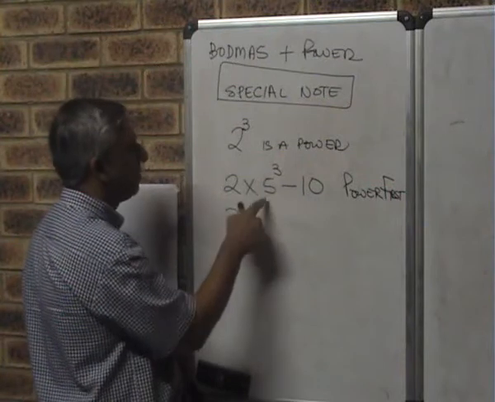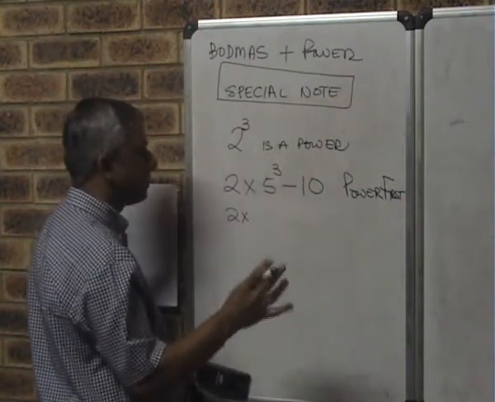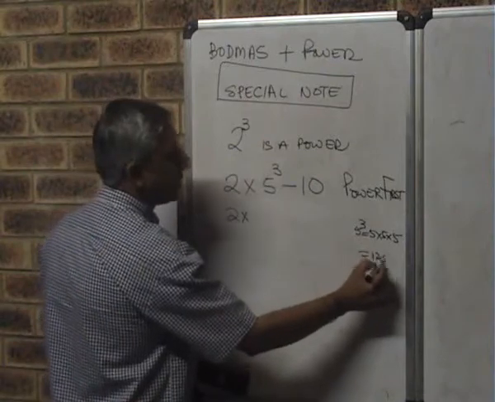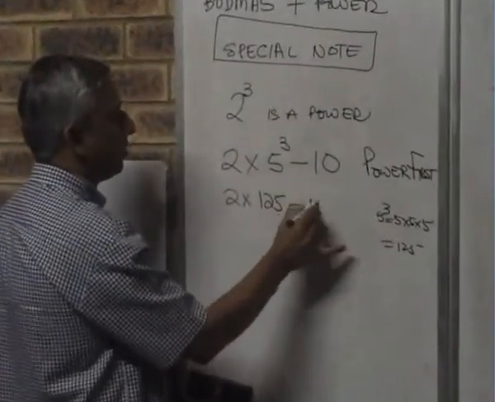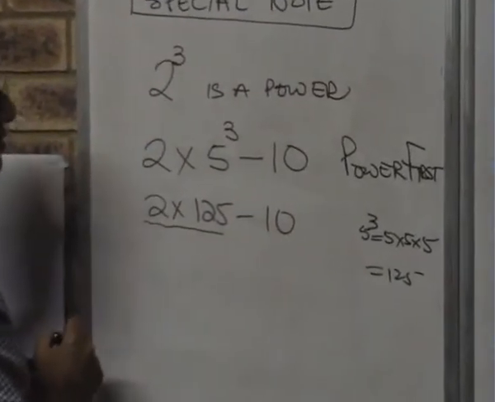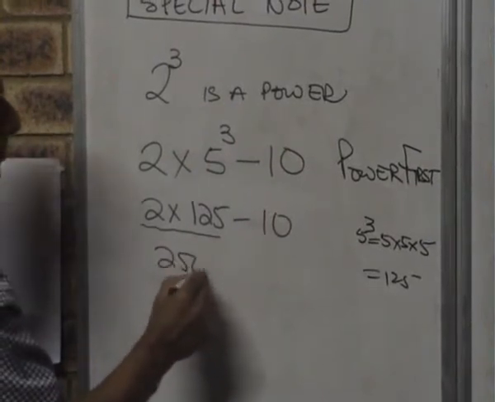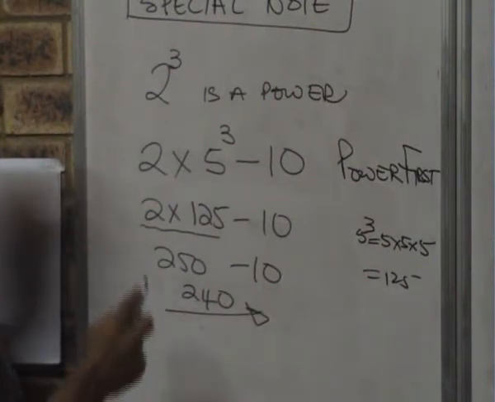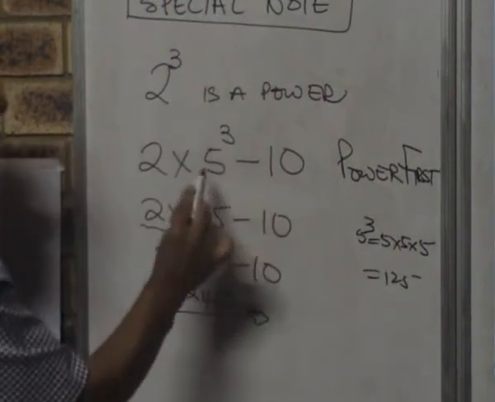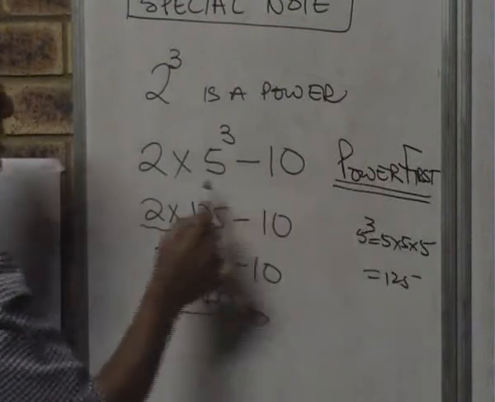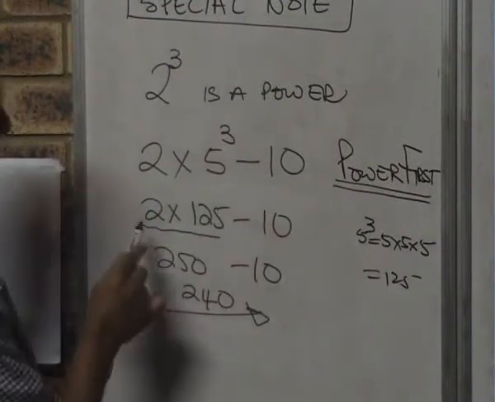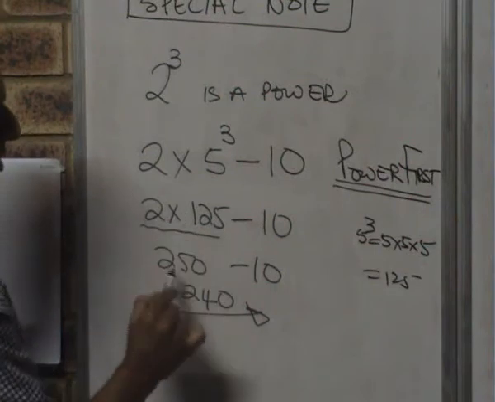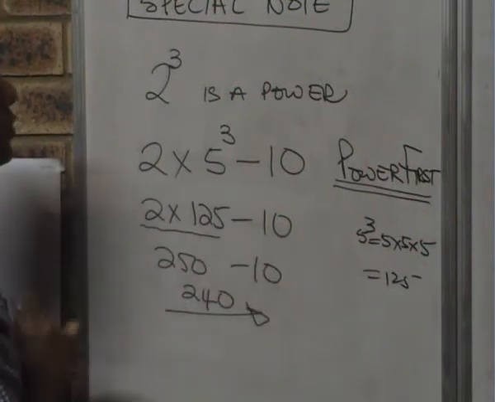So this will be 2 times 5 cubed, which means 5 times 5 times 5, and that's 125. So this is 2 times 125 minus 10. Then when you come back here, it's BODMAS now. Multiply first, 2 times 125 is 250, minus 10. Final answer, 240. So what we are saying is that when you read a question, and if there is a power in that question, make sure you do the power first. So 5 cubed is 125, and then it becomes a simple multiplication and subtraction example. Then you do your multiplication, 2 times 125, 250, minus 10, 240.